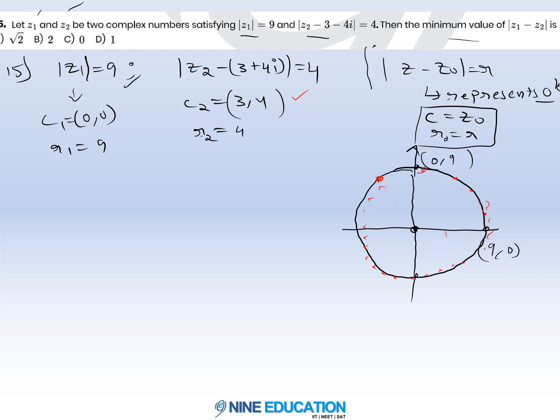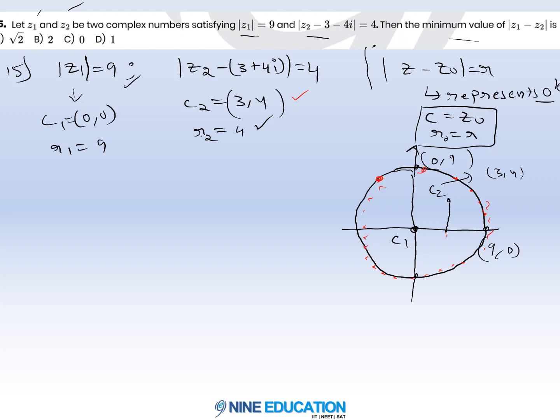And radius is given as 4 units. So this is 4 here. Definitely our circle will touch the x-axis. But we don't know whether it will cut circle 1 or not. So how to decide that?